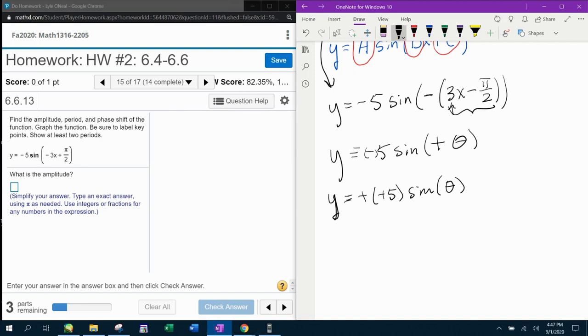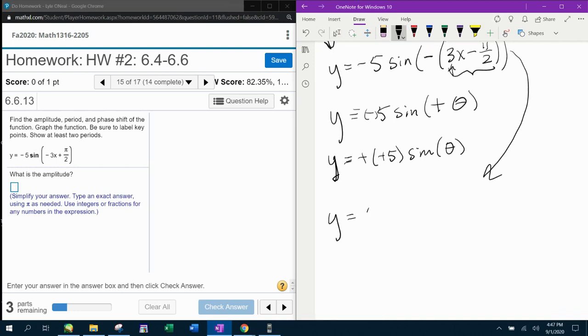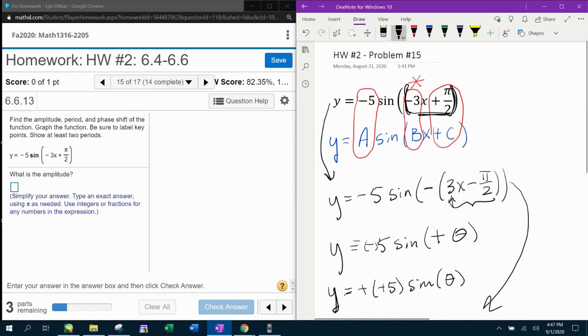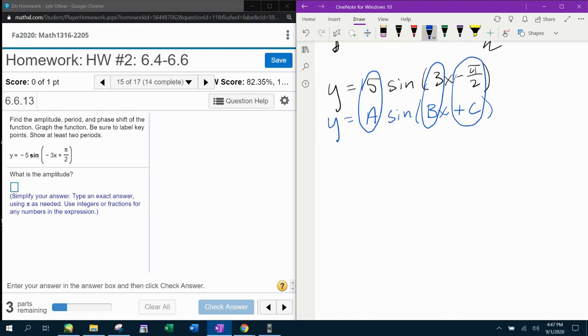So all of that to say that now our equation is going to be y equals +5 sine of 3x minus pi over 2, once we deal with the fact that b was negative. Anytime b is negative, again, I've got to flash that warning, danger, Will Robinson. You're going to have to deal with that in order to get the correct equation to graph. So now we're going to go back and rewrite that standard form, a sine bx plus c, and now a is 5, b is 3, c is -pi over 2.